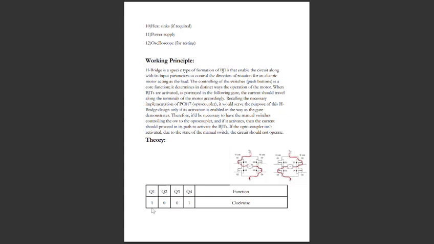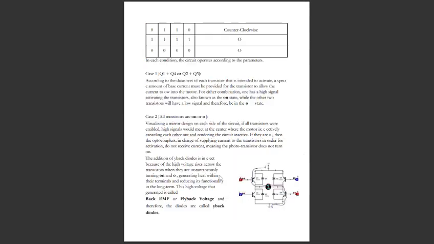Here we explain this. If Q1 is on and Q2, Q3 and Q4 are off, the direction is clockwise, as we have seen in this diagram. If Q1 is off and Q2 and Q3 are on, the direction is counterclockwise. Otherwise, it will be 0.